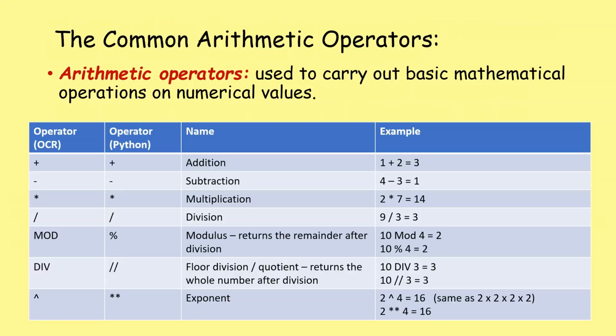Arithmetic operators are used to carry out basic mathematical operations on numerical values, or numbers to you and me. Most of these are very similar in the OCR reference language or in Python. We use the plus sign to do addition, minus sign to do subtraction, multiplication uses an asterisk, and division uses a slash. Please, please, please make sure you use those in your exams.